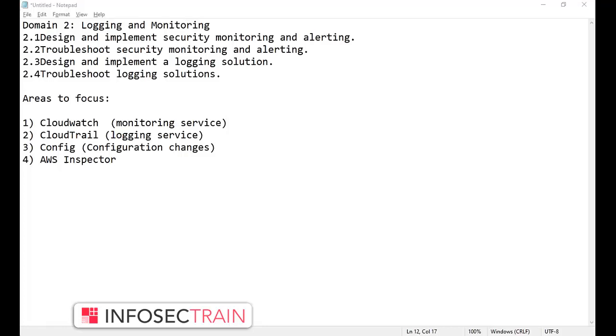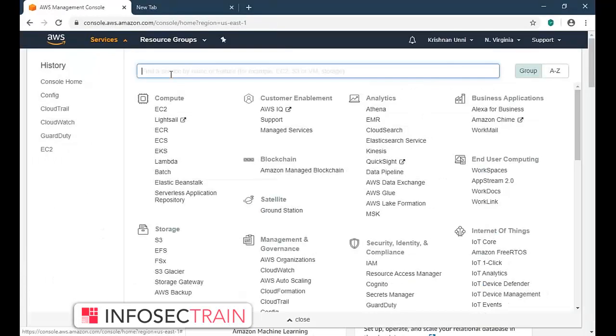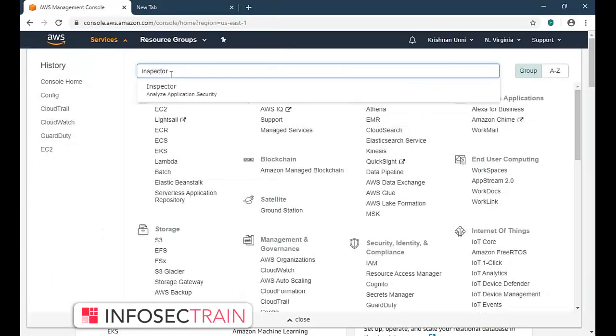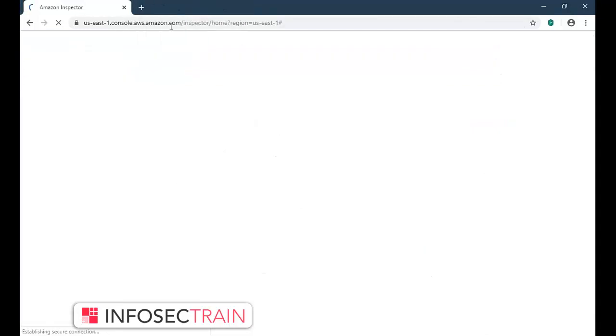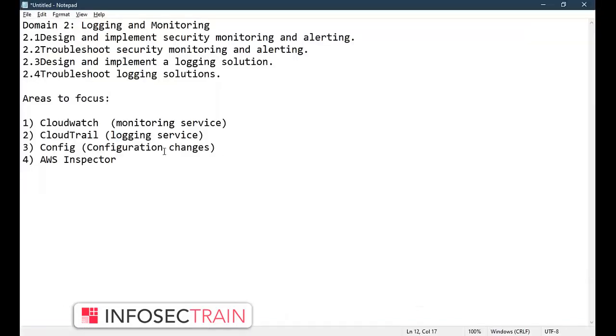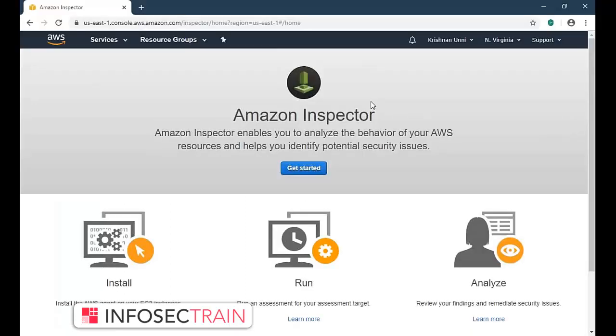I'll show you that as well. So AWS Inspector is a service which is very, very useful for you. Why? Because I have seen a lot of companies nowadays using this service. As one person asked me, if you don't learn these services, you cannot work in AWS security. Why? Because CloudWatch is monitoring, CloudTrail is logging, Config tracks changes, and AWS Inspector, I'll show you now, will analyze the behavior. So what is this analyzing of behavior? Okay, I'll give you an example now.